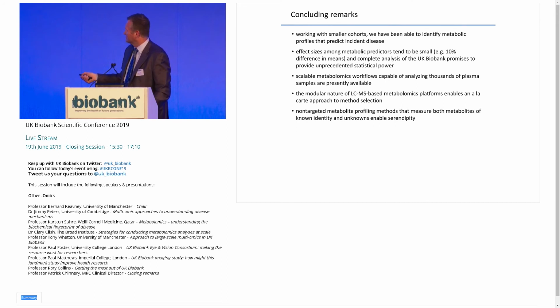And the last thing I'd say is, in considering what to do with the UK Biobank samples, to run just targeted methods alone where you measure only knowns, I would argue that you probably should consider running non-targeted methods that measure both knowns and unknowns to enable serendipity.